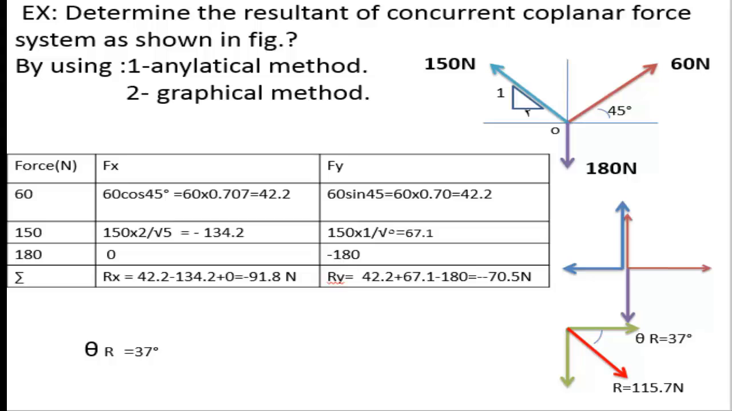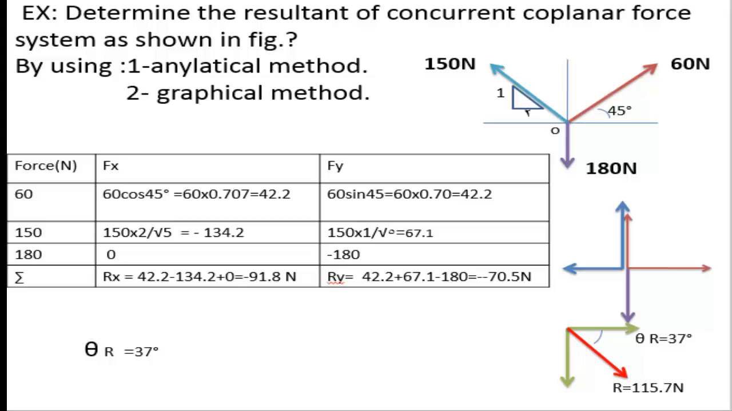So for force 60 Newton, Fx will be equal to 60 cosine 45 degrees, and it will be equal to 60 times 0.707, and then it will be equal to 42.2 Newton. Fy for this force will be equal to 60 sine 45 degrees, and then it will be equal to 60 times 0.70, then it will be 42.2 Newton.